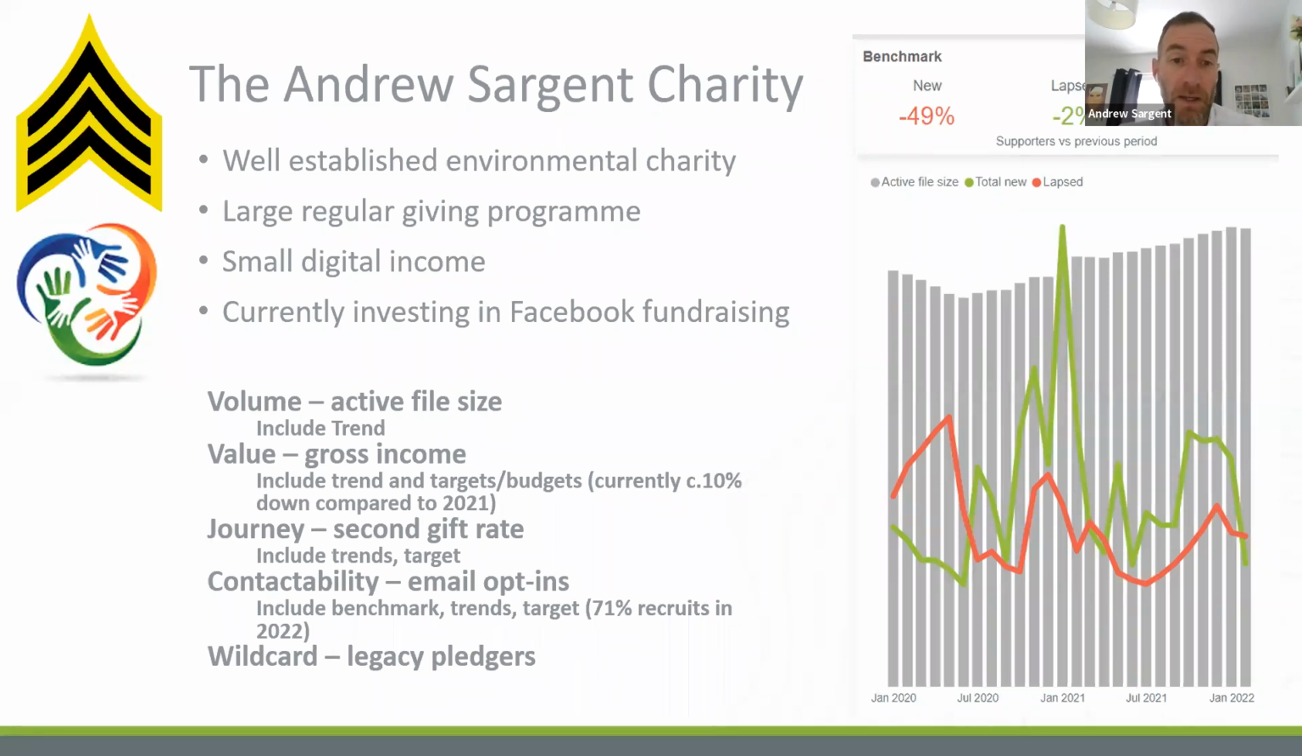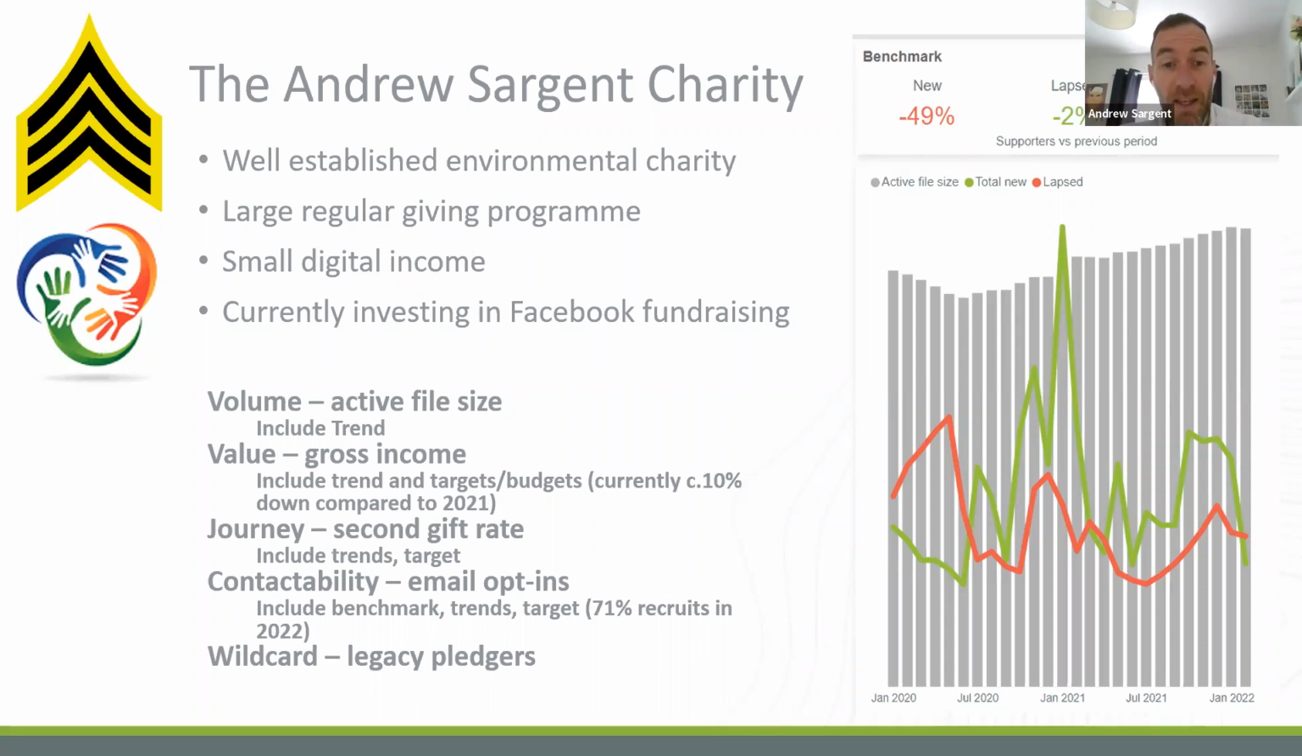Gross income, as I said, leaving aside the challenges with net income and ROI, so having gross income, a quick, simple measure of how much money is being brought in. Gone for that one. And again, just as a benchmark, the charities that we're looking at currently, they're about 10% down in terms of gross income this year than where they were in 2021.